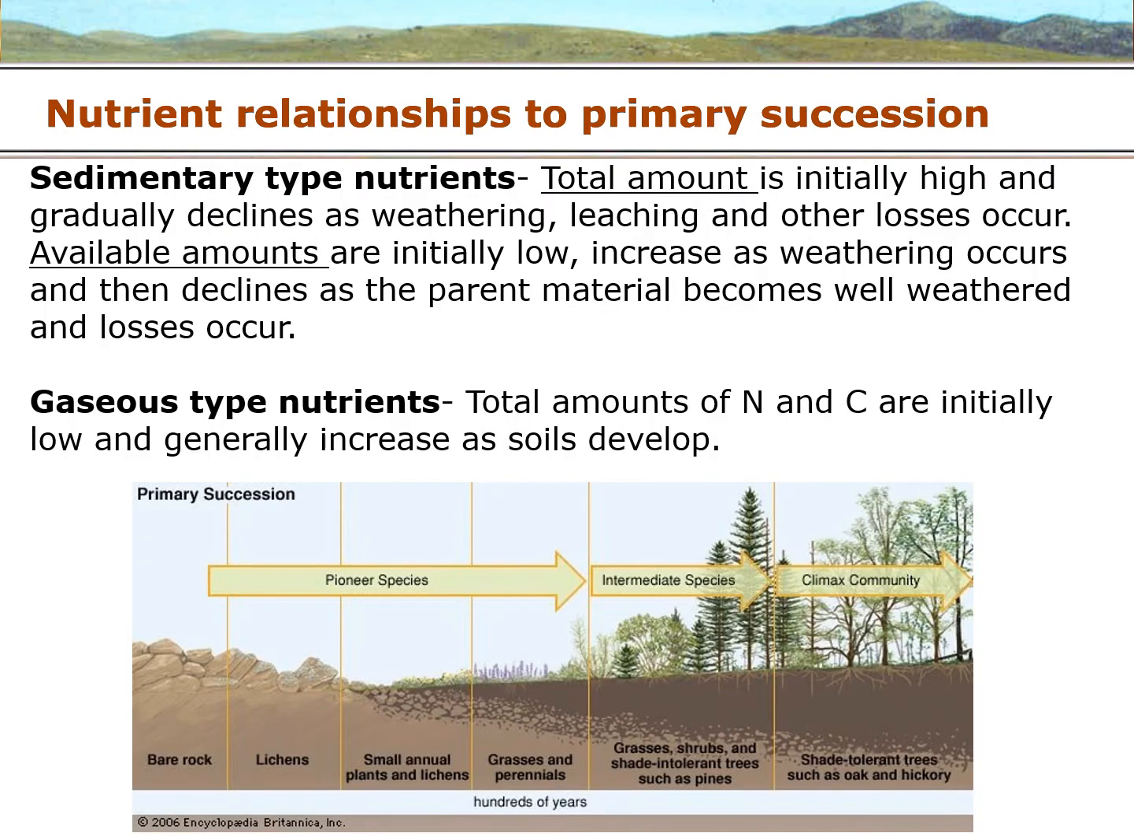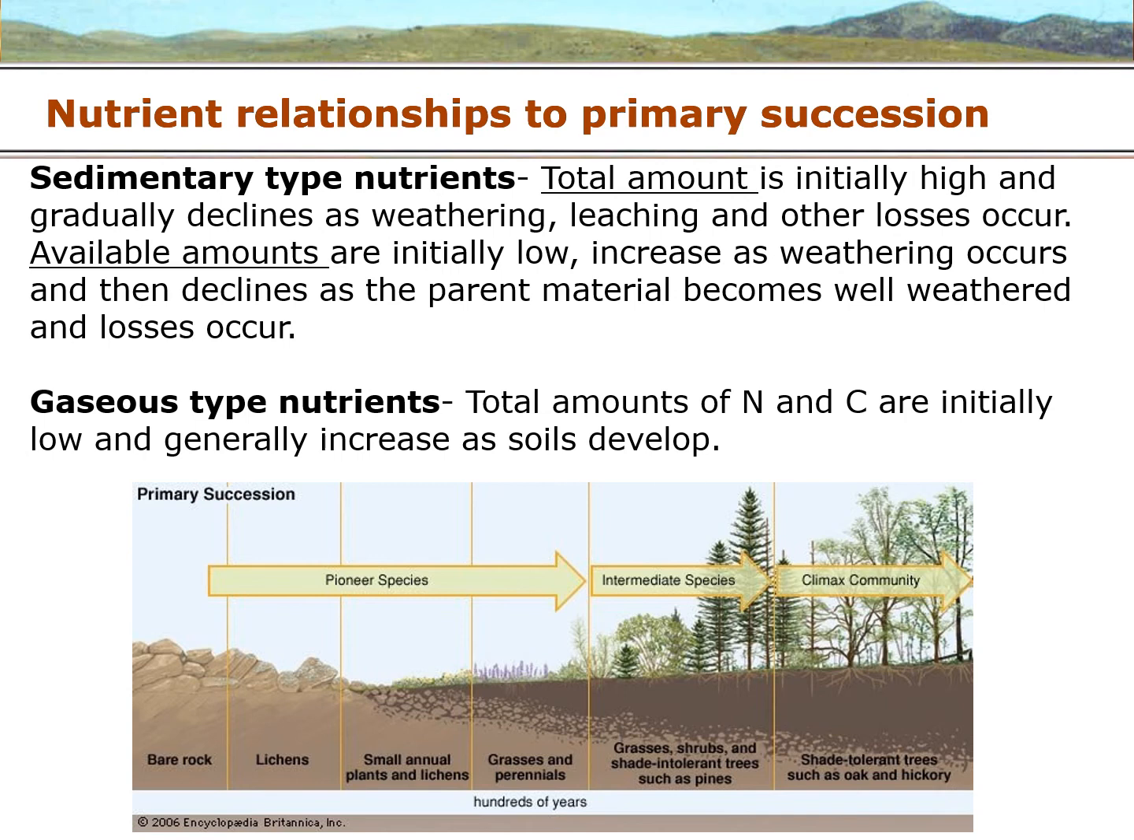So let's look at the nutrient relationships to primary succession. First, the sedimentary type nutrients. The total amount is initially high and gradually declines as weathering, leaching, and other losses occur. The available amount is initially low because the nutrients are tied up in the rock, but then increases as weathering occurs and releases these nutrients, and then declines as the parent material becomes well weathered and losses occur.